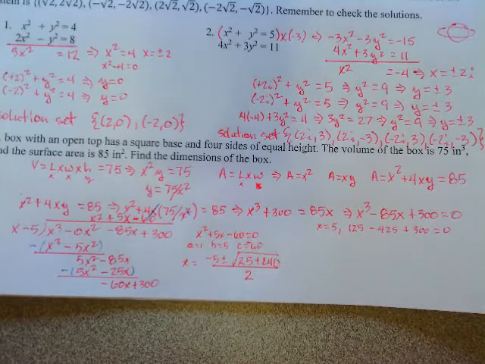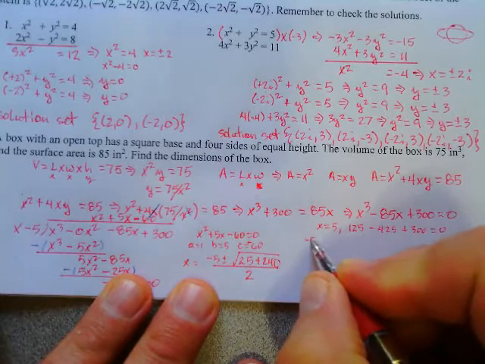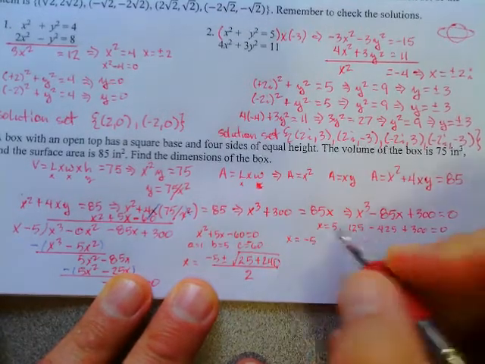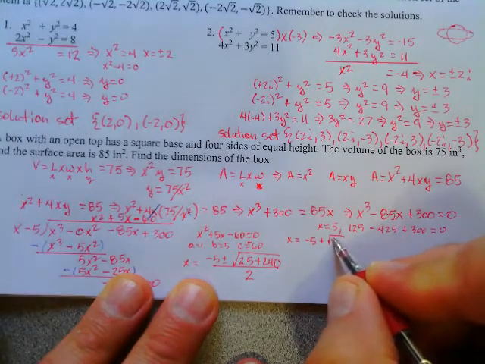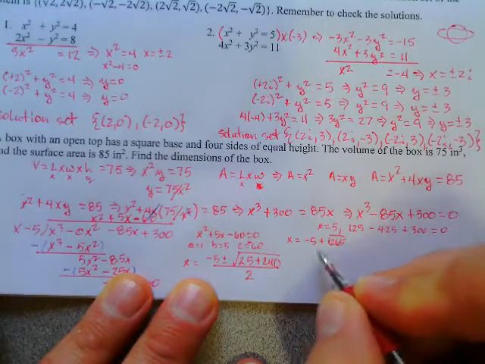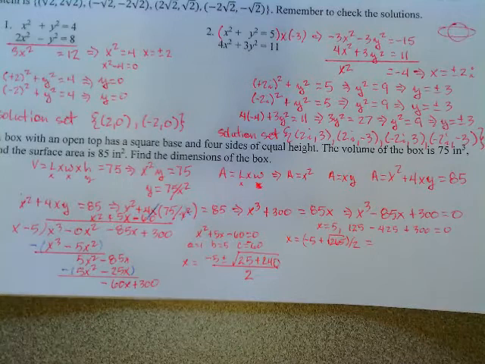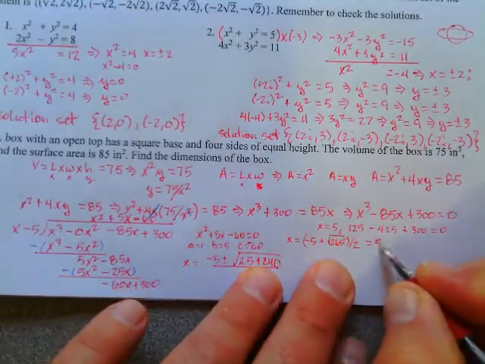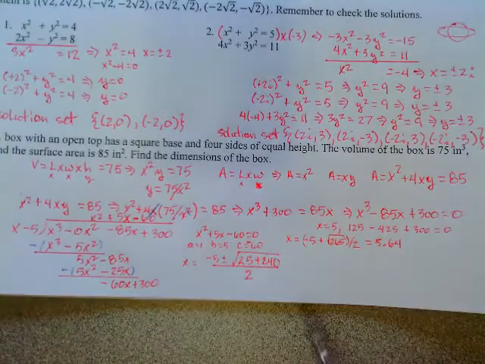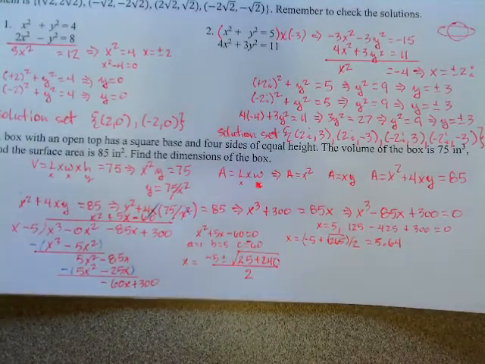So again, x will equal negative 5 plus the square root of 265, and all of that is over 2. And let's see, that's 11.2 divided by 2, and basically that gives us 5.64. And again, we're not going to have the negative case because it's supposed to represent the side of the box, and a box can't be negative.